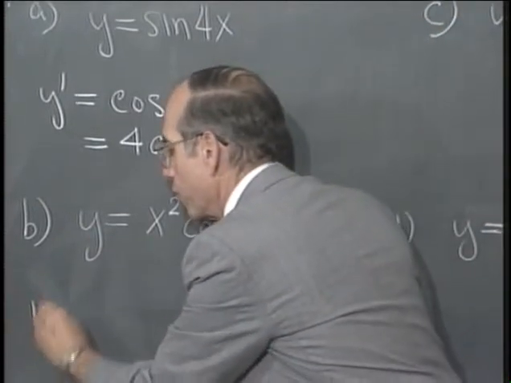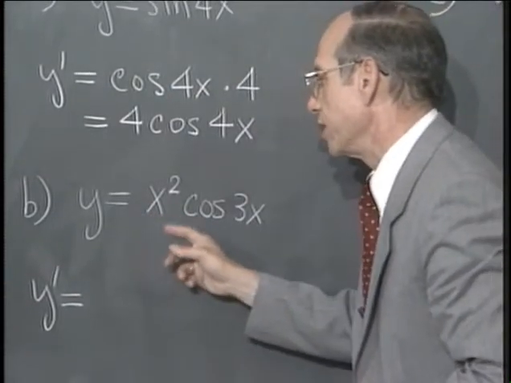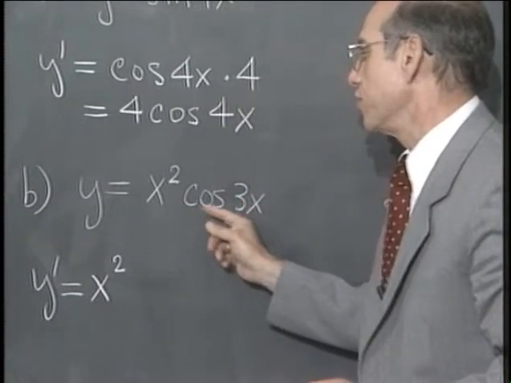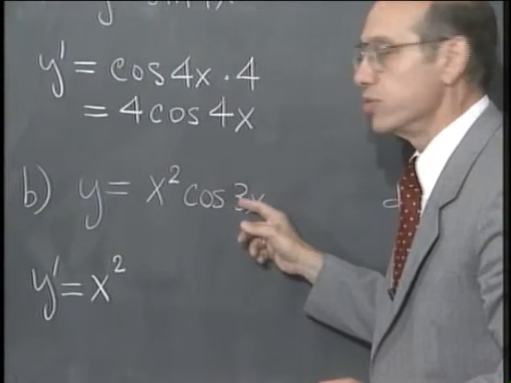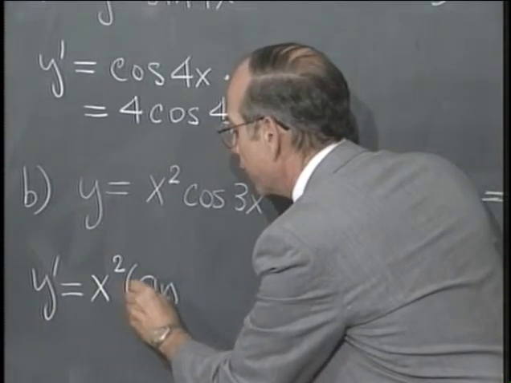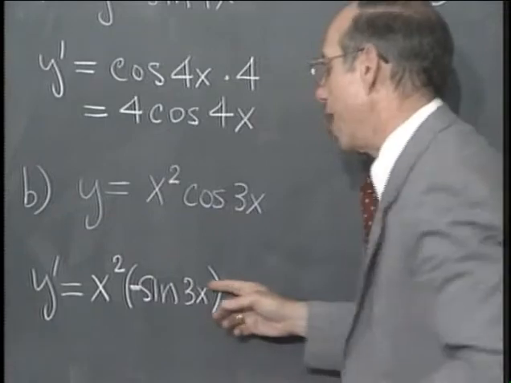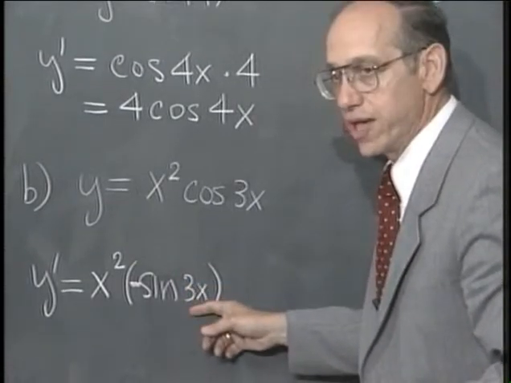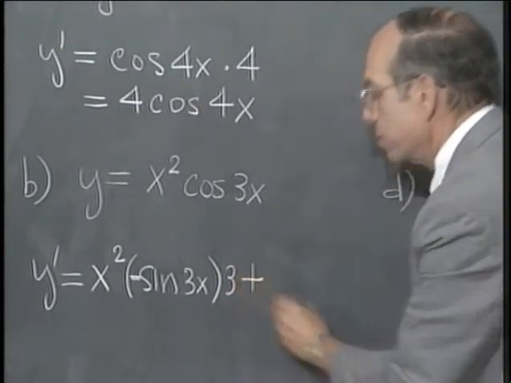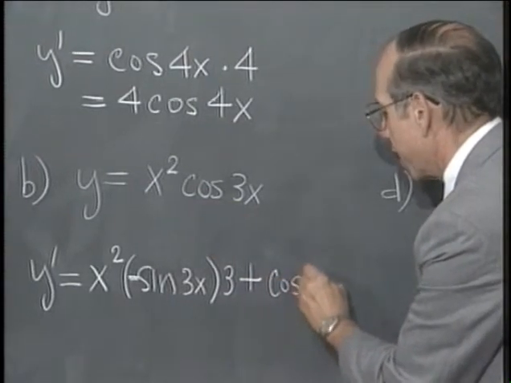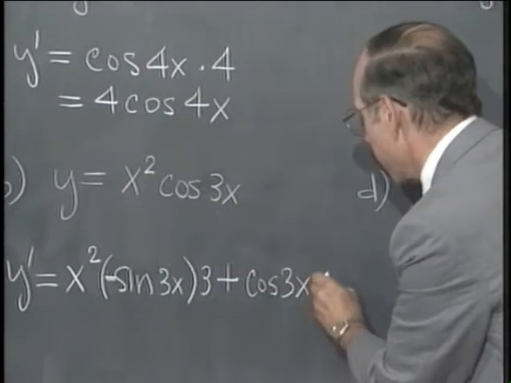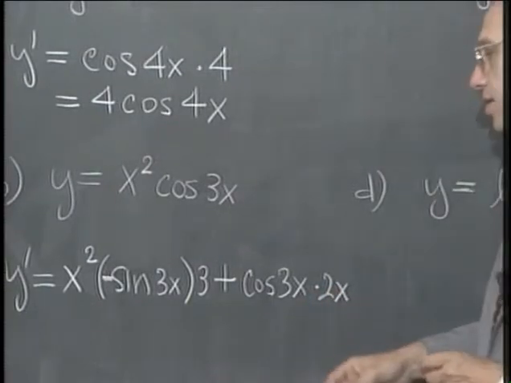Let's try this now. Y prime equals, product rule, we take the first function, x squared, times the derivative of the second function, the derivative of the cosine of u is minus the sine of u. So this is minus the sine of 3x. And we have to multiply that by the derivative of 3x using that chain rule. So that's times 3. Plus the second expression, cosine of 3x, times the derivative of the first factor, and the derivative of x squared is 2x.